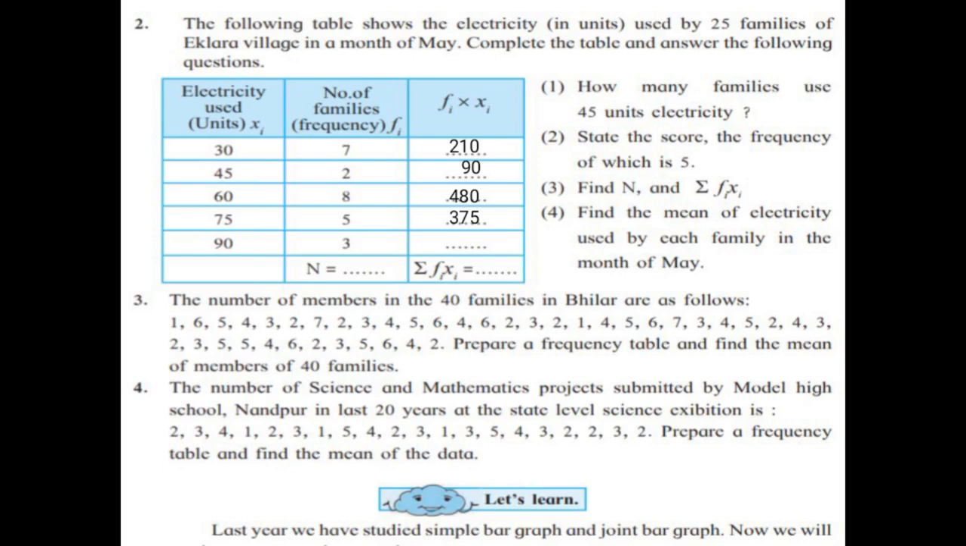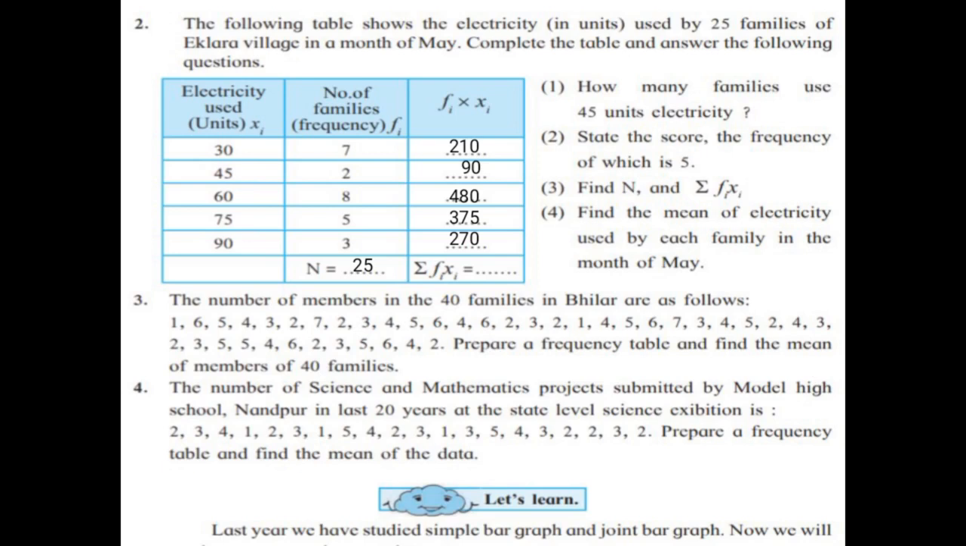Next, electricity used is given 90. Number of families is 3. Multiply number of families into electricity used, that is 3 into 90. 3 zeros are 0, 3 nines are 27, that is 270. First you have to add the total number of families, frequency fi. 7 plus 2, 9, 9 plus 8, 17, 17 plus 5, 22, 22 plus 3, answer is 25. So the number is 25.